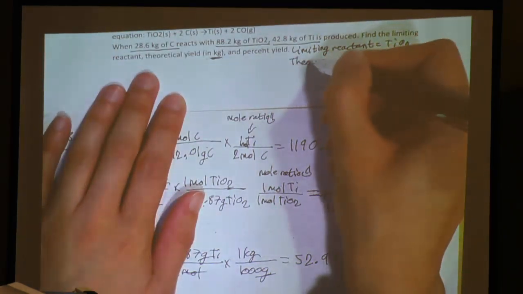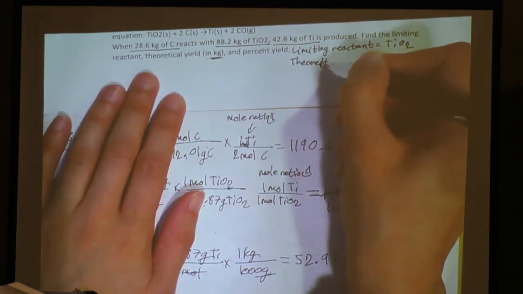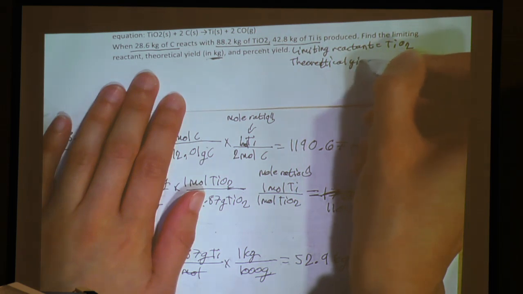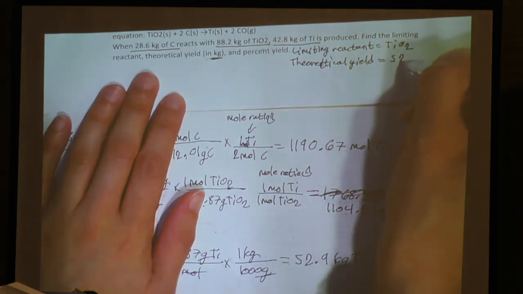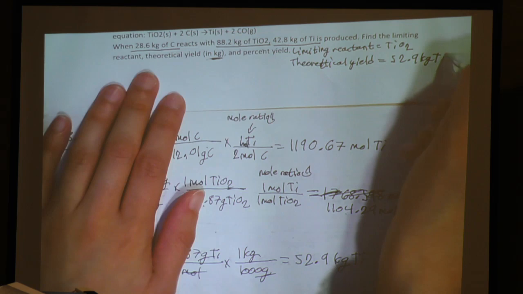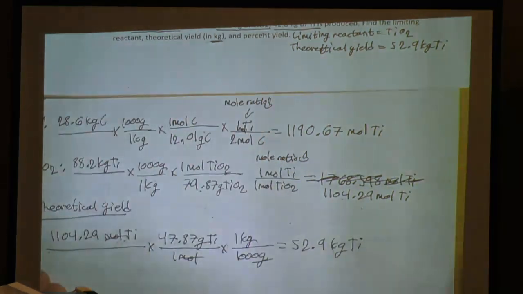We have our theoretical yield. Theoretical yield is equal to 52.9 kilograms of titanium. Now, how do we find percent yield?